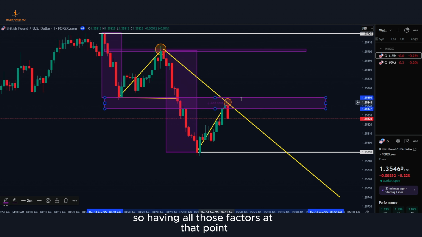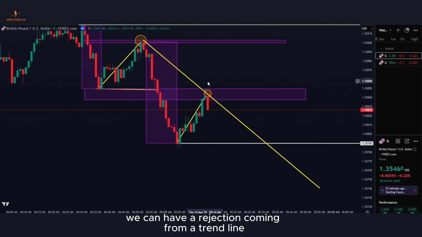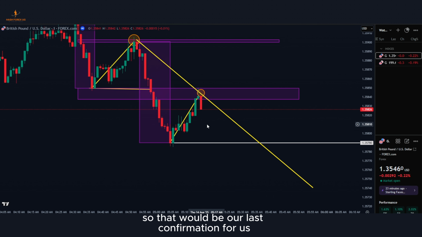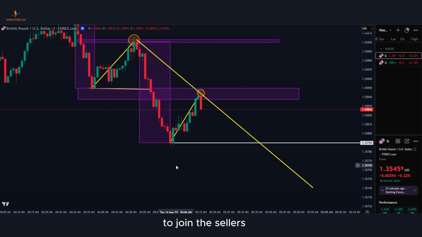So having all those factors at that point, we can have a rejection coming from a trend line. We are having also the rejection coming from this area of resistance. Then we get a momentum candle of sellers forming to the downside. So that would be our last confirmation for us to join the sellers.